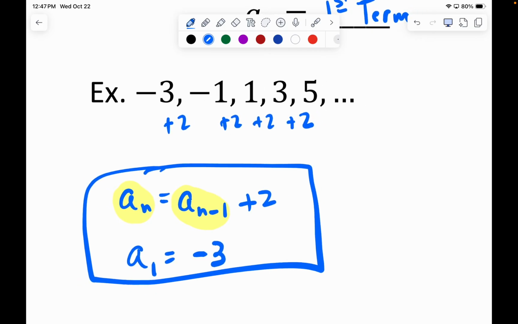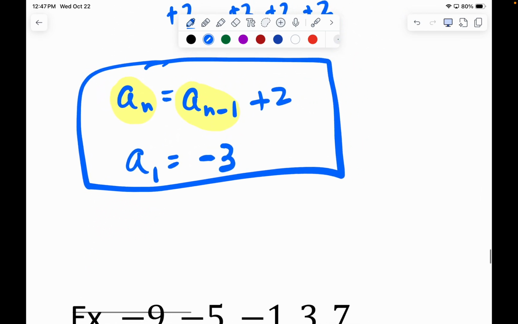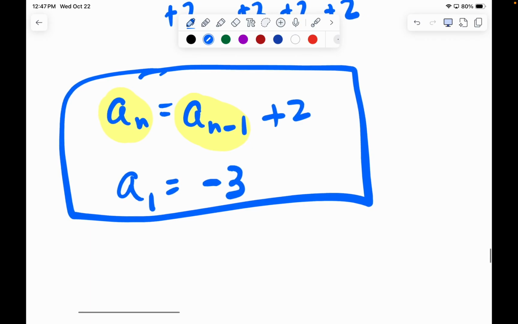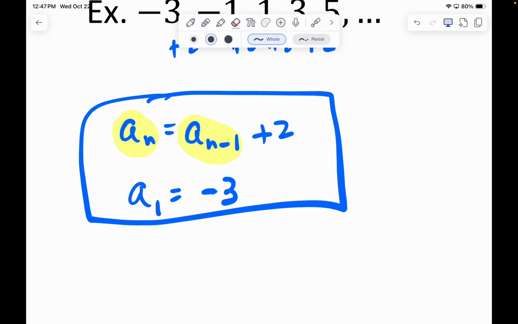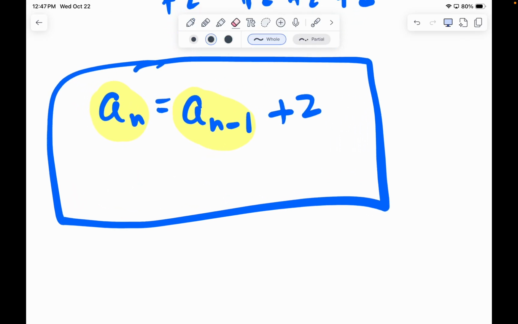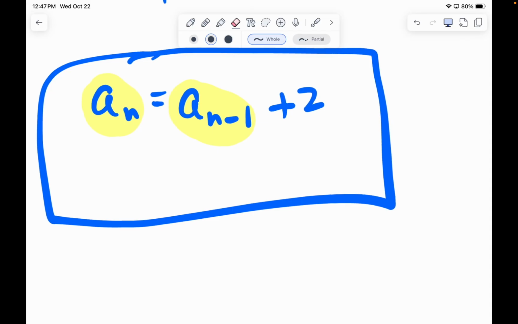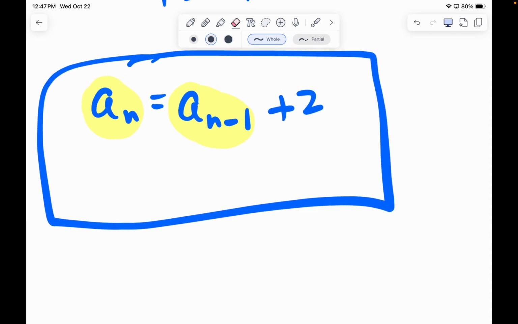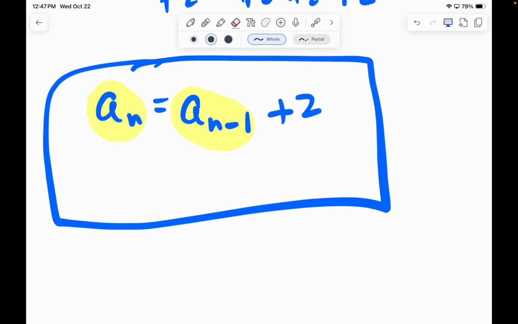Now, the reason we also need to list the first term is this. If I hid that sequence and we pretended we didn't know it, and the only thing that I knew was that the pattern is plus 2, that's what this tells me. This tells me that the pattern is I'm adding 2 every time. Would I know what the sequence is?